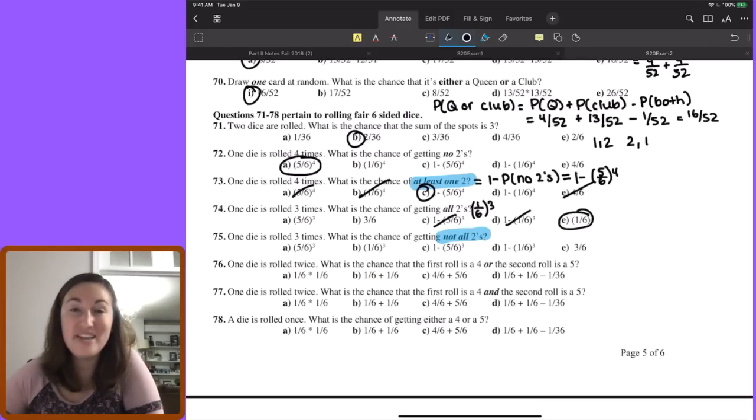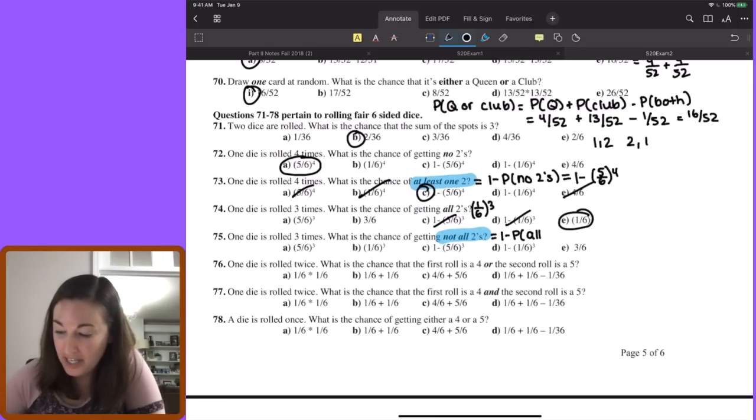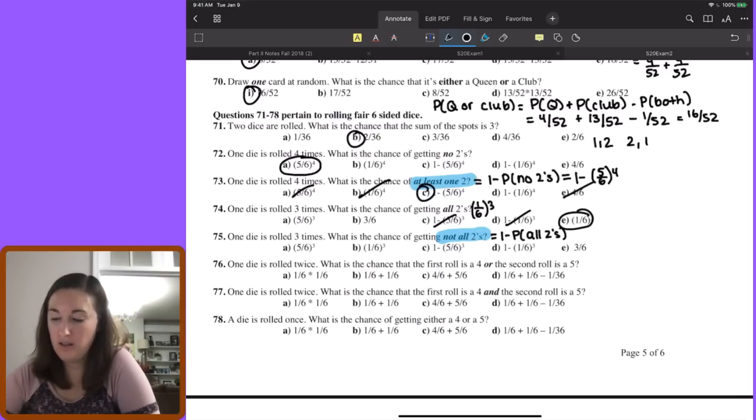Ooh, here's 75, not all 2s. So that is just 1 minus the probability of getting all 2s. That's our other special case, the not all. So it's basically going to be 1 minus, and then the chance of getting all 2s is 1/6 cubed.